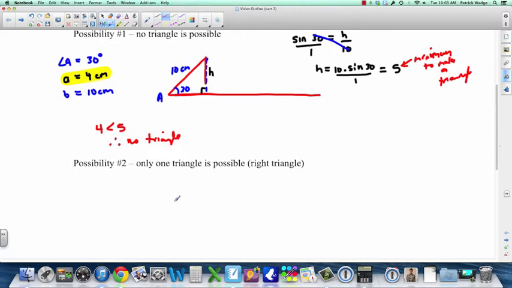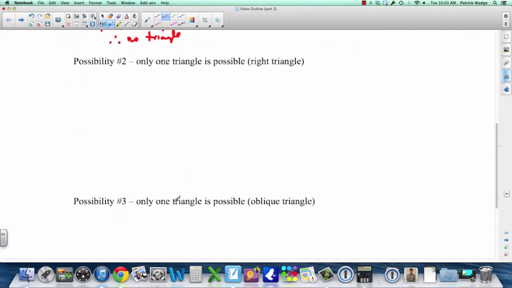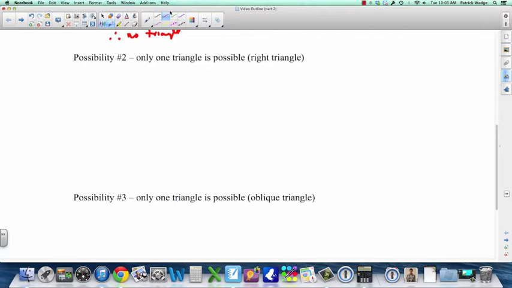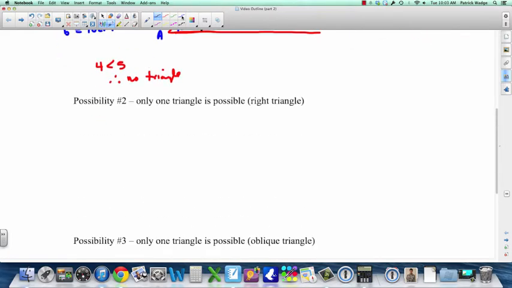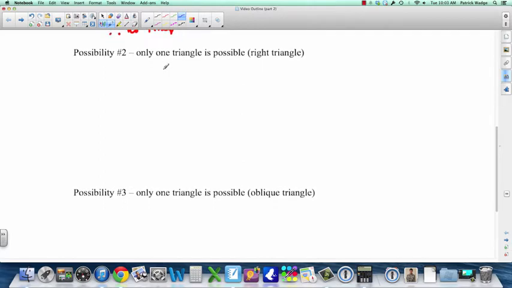Possibility 2, only one triangle is possible. So the example we'll give for this one is, we're going to use 30 degrees for all these. The reason is because 30 degrees is really easy. When you do sine 30, it's 1/2, so it just makes my life a little bit easier when we're doing the math. But it doesn't have to be 30. Angle A equals 30 degrees, side A equals 7 centimeters, and side B equals 14 centimeters.